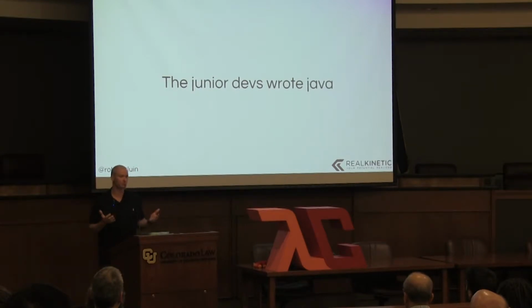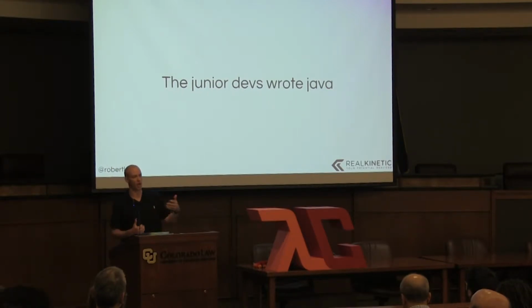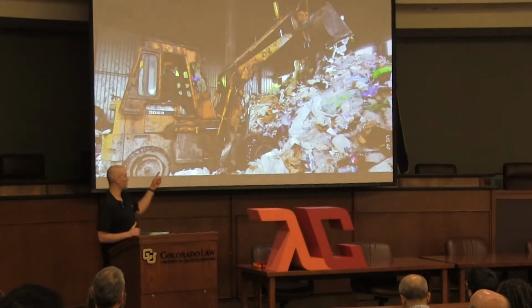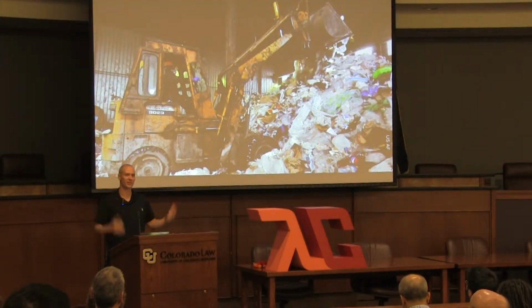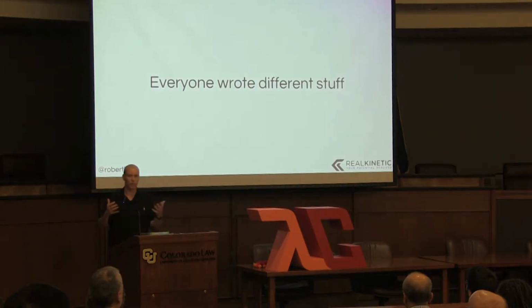And the junior devs on the team, they basically just wrote Java. They're all familiar with it. Most of them had Java jobs previously, so they're just writing Java. And we happened to take a picture of someone working on the code base, right? This is kind of what wound up happening. Everyone was writing different stuff.